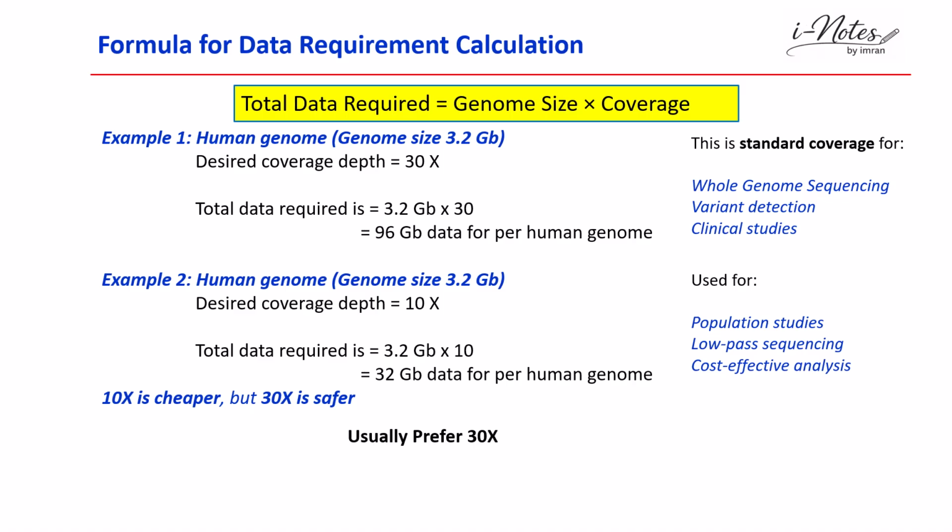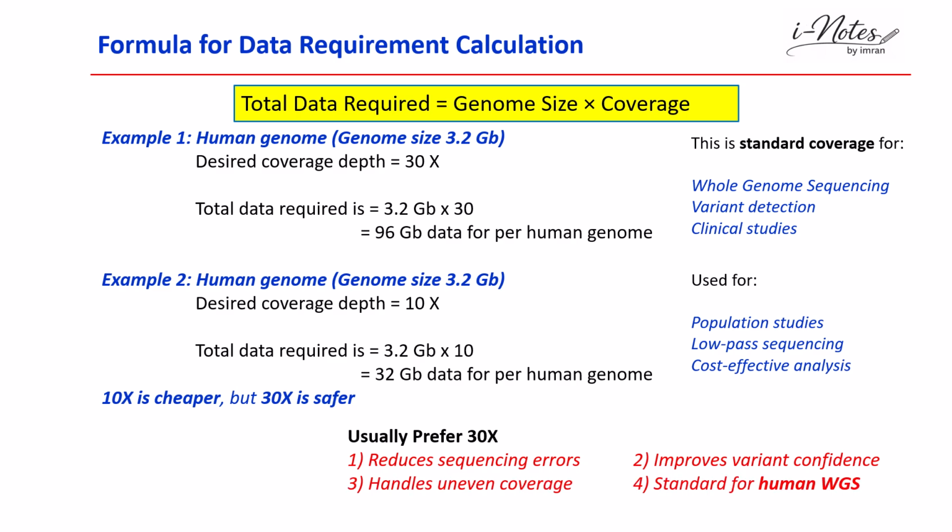But why is 30x preferred? Because it reduces sequencing error, it improves variant confidence, it handles uneven coverage, and as I mentioned, it is standard for human WGS. So I hope this small presentation will guide you in calculating the right amount of data.